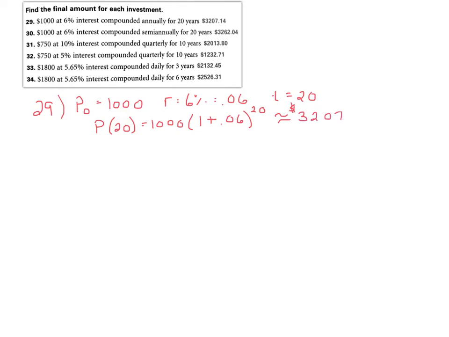Okay. Now, number 31 has a slight change. We're investing $750, so that's our original amount, at 10% interest, so our rate is 10%, which is 0.1. And this interest is compounded quarterly for 10 years, so we have that compounding number. So the number of times we're compounding is 4 times a year. And we're doing that for 10 years, so our T is 10.